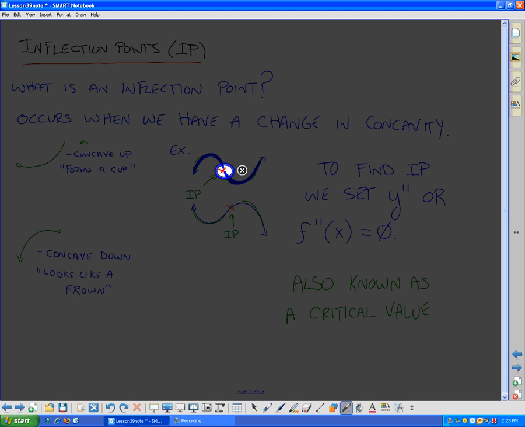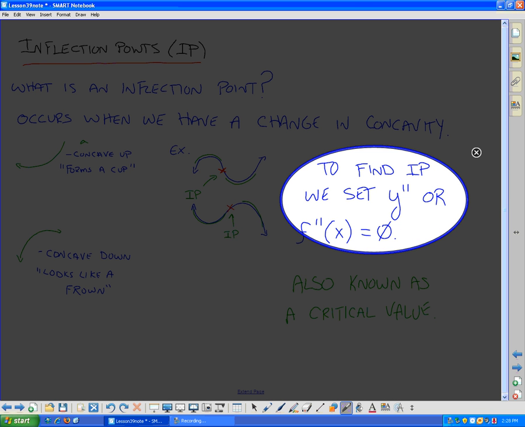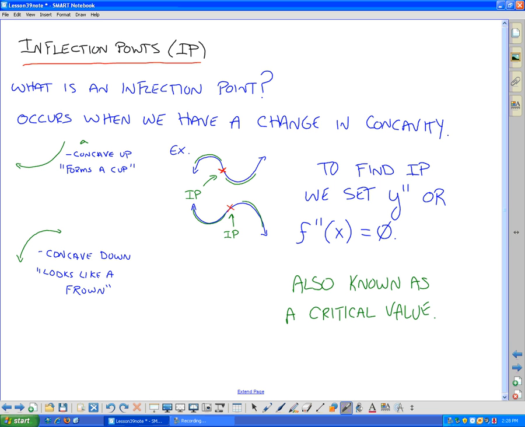Inflection point is the point where curvature changes, when concavity changes from up to down. We have a smile changing to a frown, so that point right there is your inflection point. It occurs when y double prime is equal to 0. So if I were you, when you're making your cheat sheet, include it back in that earlier note, in that part of the note.